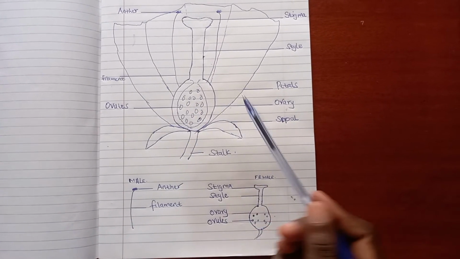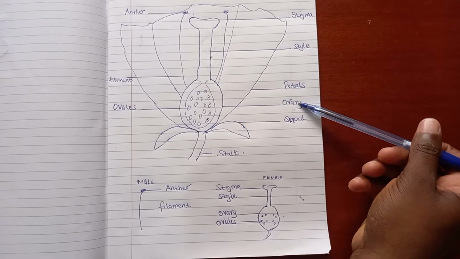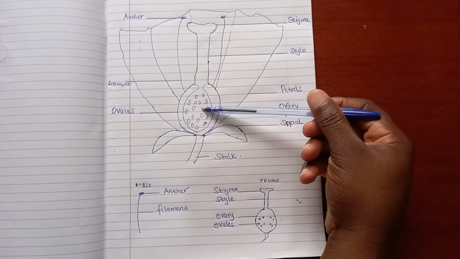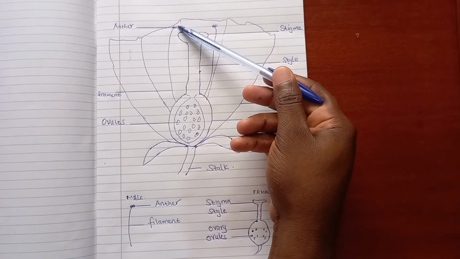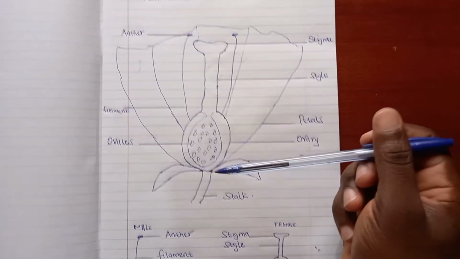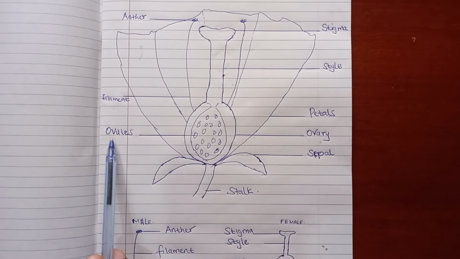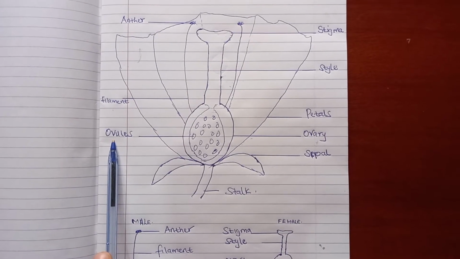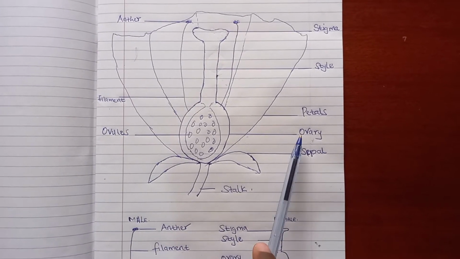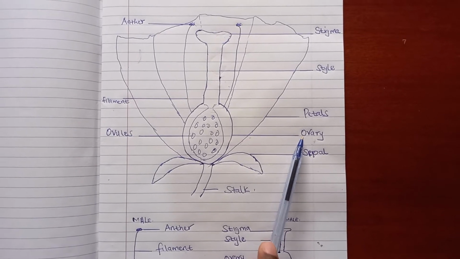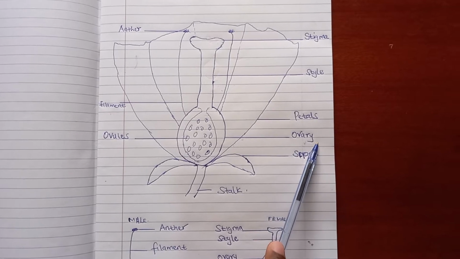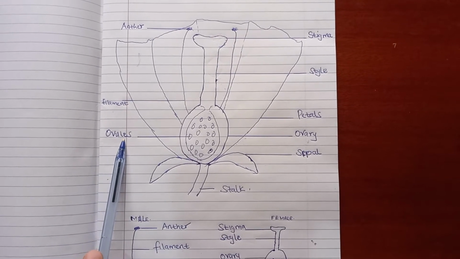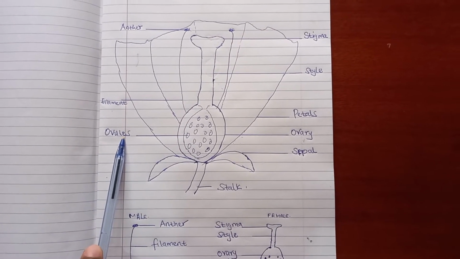The ovary develops to become the fruit after fertilization has taken place, when the pollen grains, which are the male sex cells produced in the anthers, fuse with the ovules, which are the female sex cells produced by the ovary. After fertilization takes place, the ovary develops to become the fruit, and the ovules develop to become the seeds.